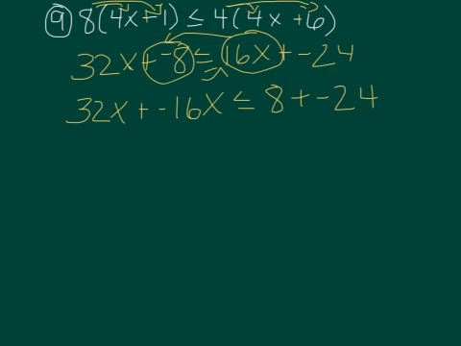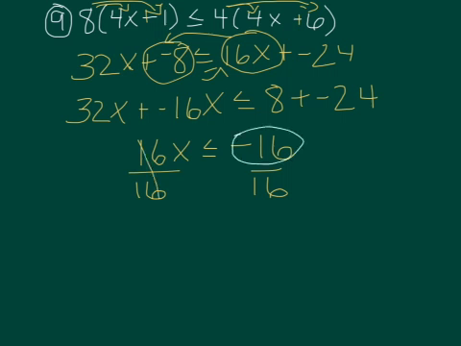32x plus negative 16x is 16x, less than or equal to 8 plus negative 24, which is negative 16. And then I want to divide both sides by 16. Now notice here, I'm not dividing by a negative. Even though this number is negative, it's what you divide by that makes a difference. So because I'm dividing by a positive, I don't need to switch my inequality sign around. So it depends what you're dividing by that makes a difference, and that number is positive. So the solution here is x is less than or equal to negative 1.